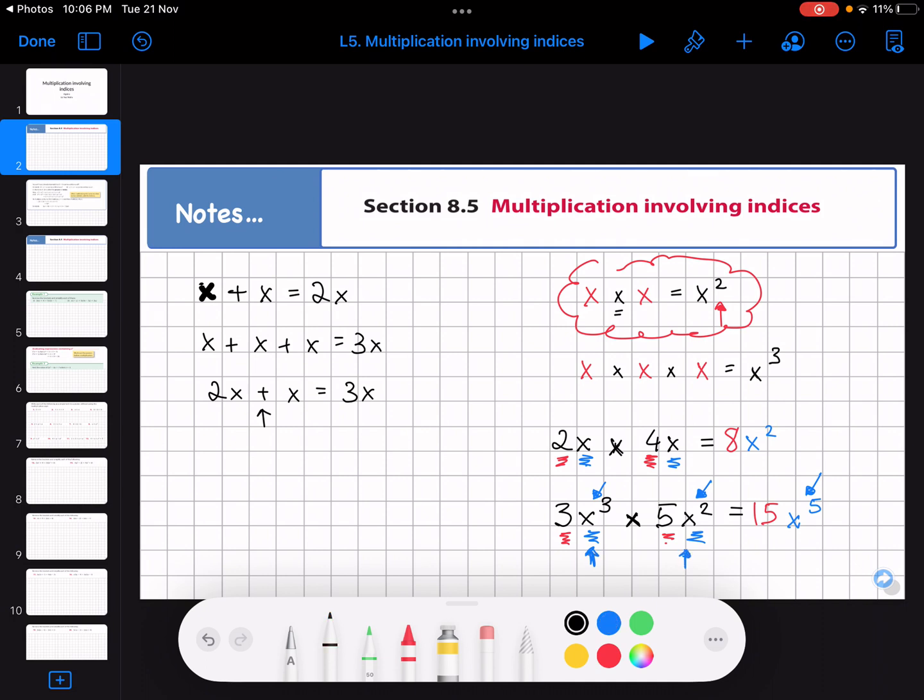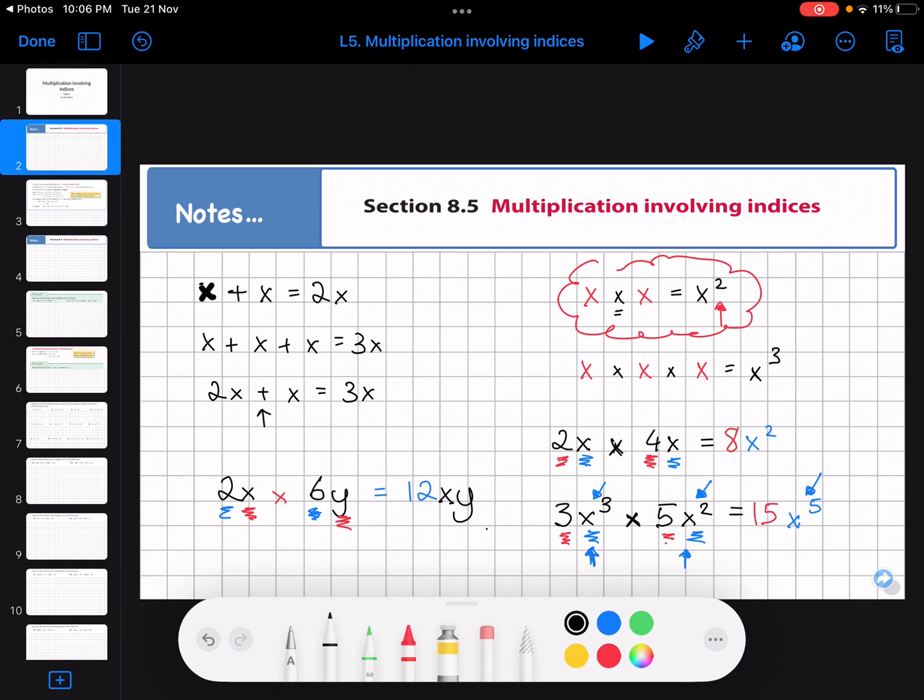If it was unlike terms, so for example, 2x multiplied by 6y. Here we have unlike terms. We have an x and we have a y. So we do what we did before. We multiply the 2 and the 6, which would give us 12. And then x multiplied by y will give us xy. So there are some of the basic rules.